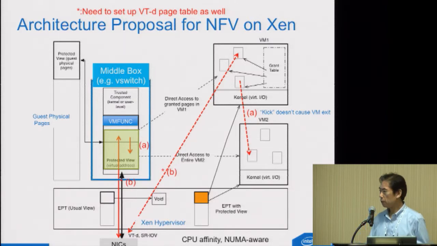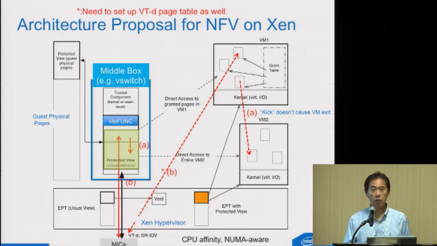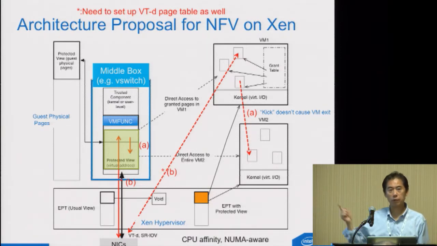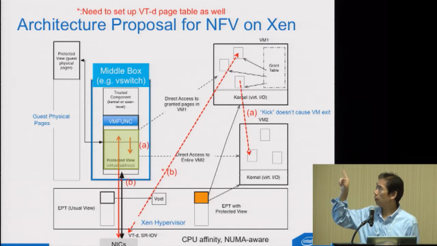So if we use VT-d or an SR-IOV device, actually we can copy packets to VM1, because the machine address of VM1 is also visible in this protected view. Of course, in this case, you need to program VT-d as well.